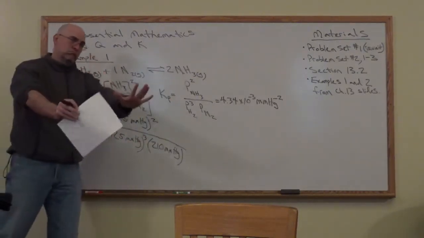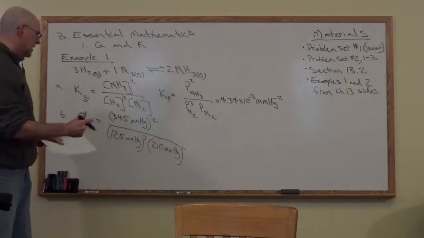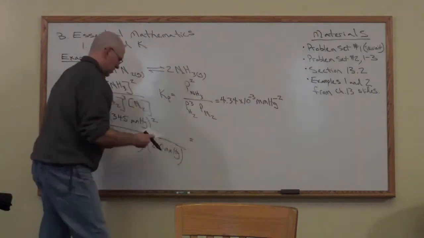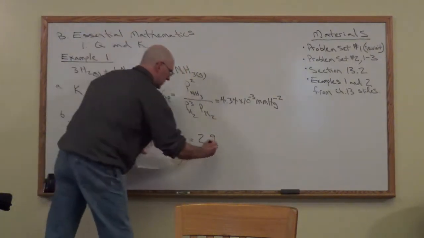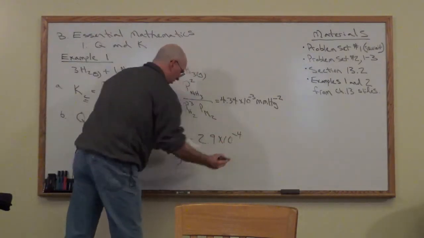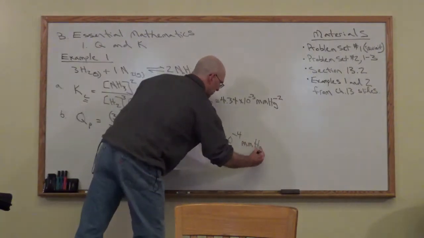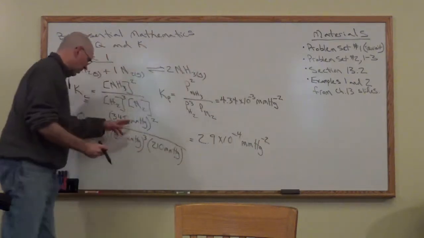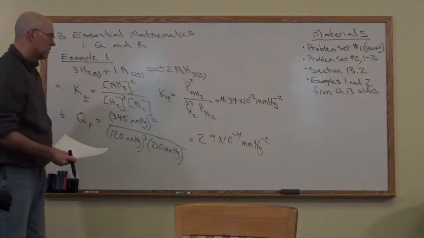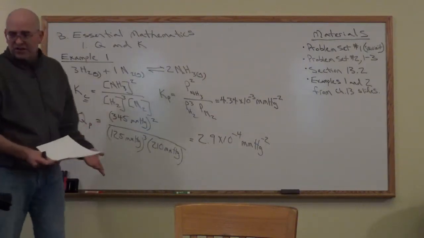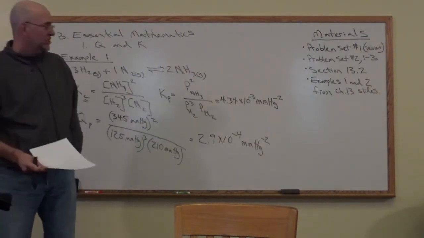So if you want to stop the video and see what you come up with, I came up with 2.9 times 10 to the -4th. Again, the units we know have to be millimeters of mercury to the -2 if you work out all these units. So go convince yourself that that's what it is. All right. So that's part B, just calculate that. And part C says, is the reaction at equilibrium?